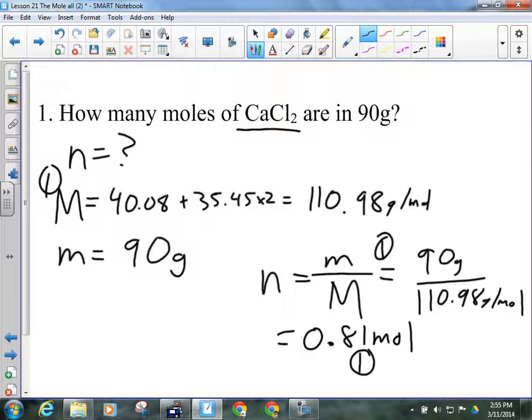If you solve for n, it's moles. If you solve for little m, it should be in grams. So make sure you've got the right units on your answer.